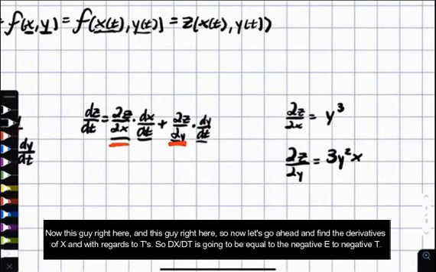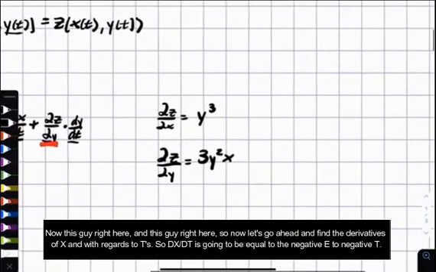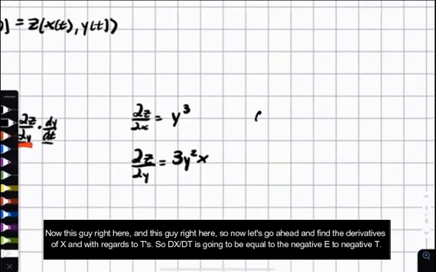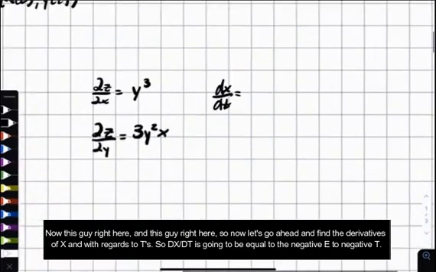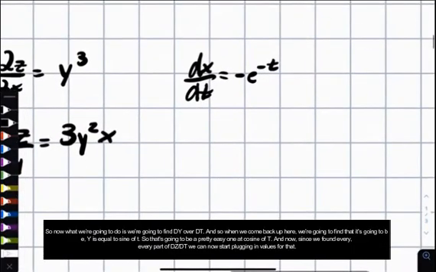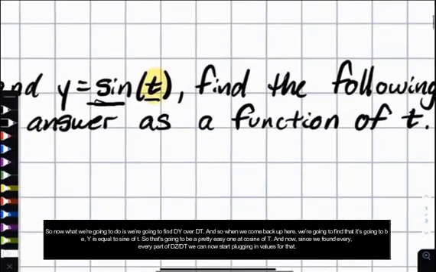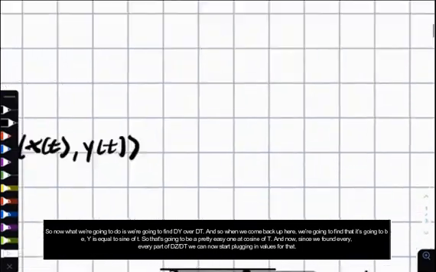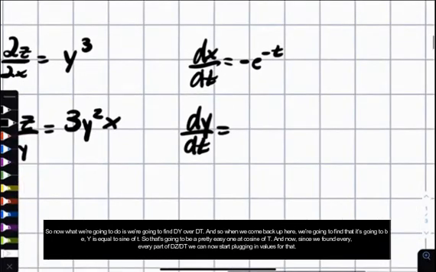Now let's find the derivatives of x and y with regards to t. So dx/dt is going to be equal to negative e to the negative t. Now we're going to find dy/dt. And so when we come back up here, we're going to find that y is equal to sine of t, so that's going to be a pretty easy one: cosine of t.